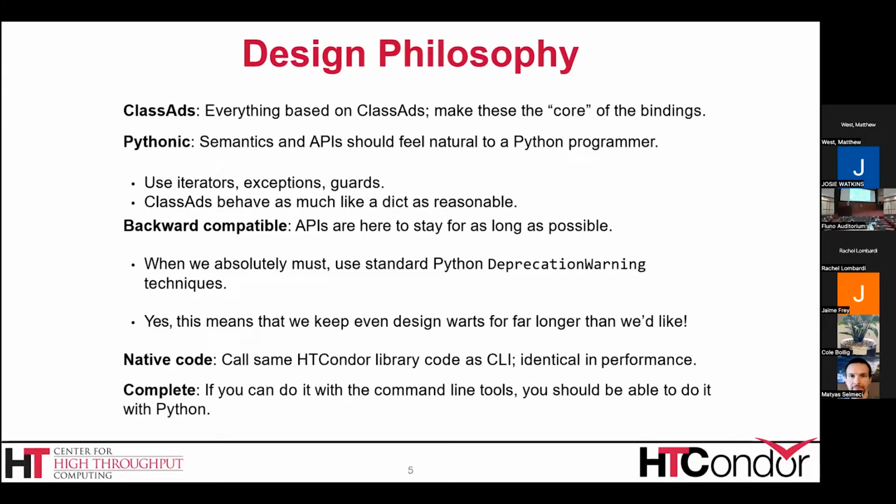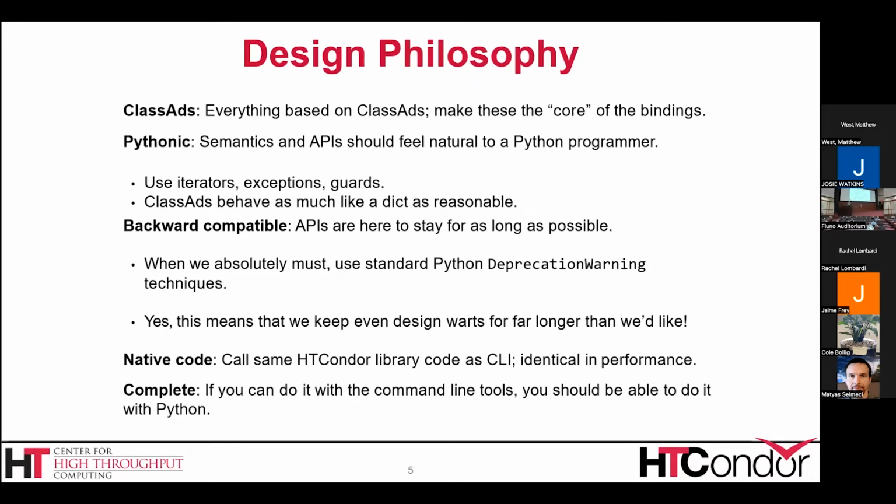The design philosophy for the Python bindings is that, just like with the tools themselves, everything is based on ClassAds. But we also want to make it very Pythonic. So anytime you're working with a ClassAd, it's going to be just like working with a dictionary in Python. We also want to be backwards compatible. To our detriment, sometimes we make APIs stick around as long as possible. If we absolutely have to deprecate something, we'll try to throw a deprecation warning in many releases before we take away anything.